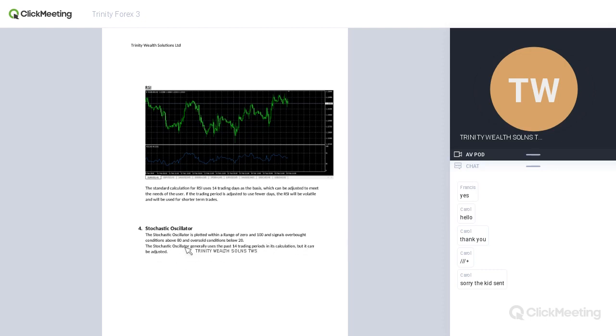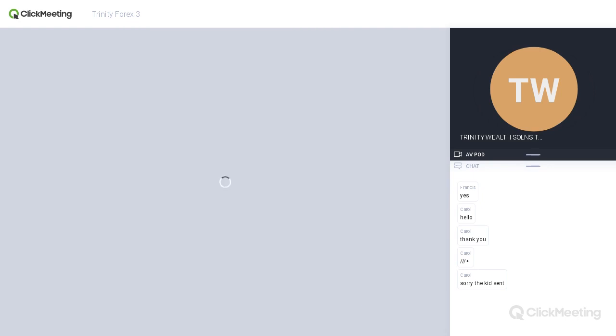Yeah, the stochastic oscillator is plotted within a range of 0 and 100 and signals overbought conditions above 80 and oversold conditions below 20. The stochastic oscillator generally uses the past 14 trading periods in its calculation, but it can be adjusted. Okay, so these two, I want us to just cover them at the same time.